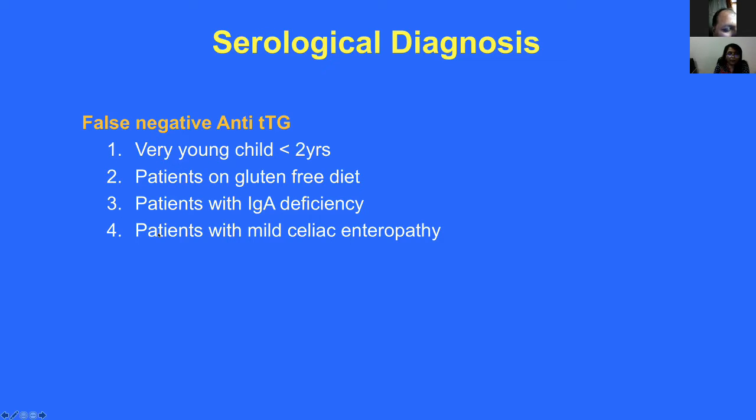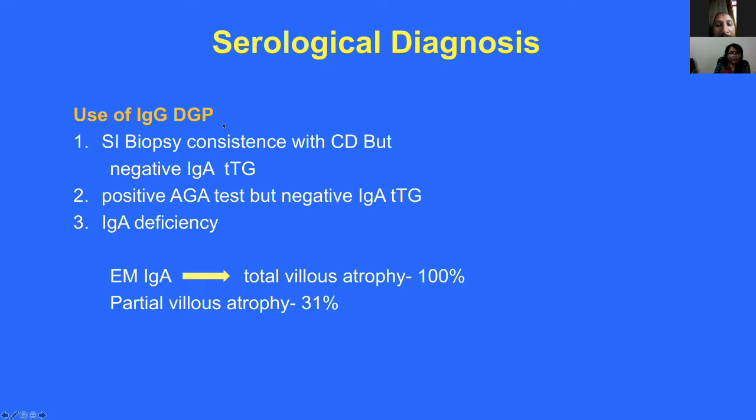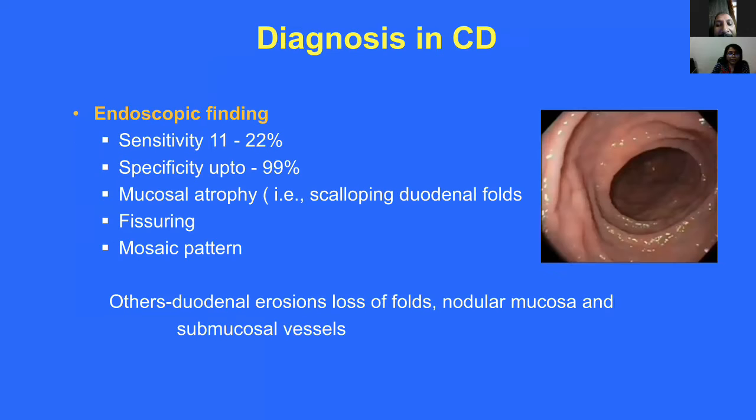So we need other parameters to diagnose if we have strong clinical suspicion of celiac disease: use of anti-DGP, or deamidated gliadin peptide IgG variety. This is useful in patients in whom small intestinal biopsy is consistent with celiac disease but anti-TTG IgA is negative, or patients with positive anti-gliadin antibody but negative IgA and TTG, or patients with severe IgA deficiency. In those cases, this deamidated gliadin peptide IgG variety can be useful to diagnose celiac disease.